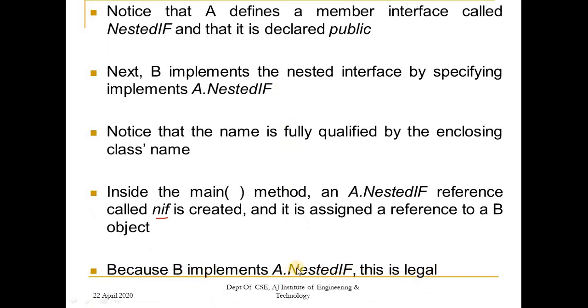So NIF is a variable which is representing an object of class B. Because B implements A dot nested if, this is legal. Since class B is going to implement that interface, you can use the variable of that interface to be assigned a reference to the class B object. So a class B object you can represent by NIF, since B implements A dot nested if. If B was not going to implement that interface, then you cannot do such assignments. You cannot assign NIF the object of class B.